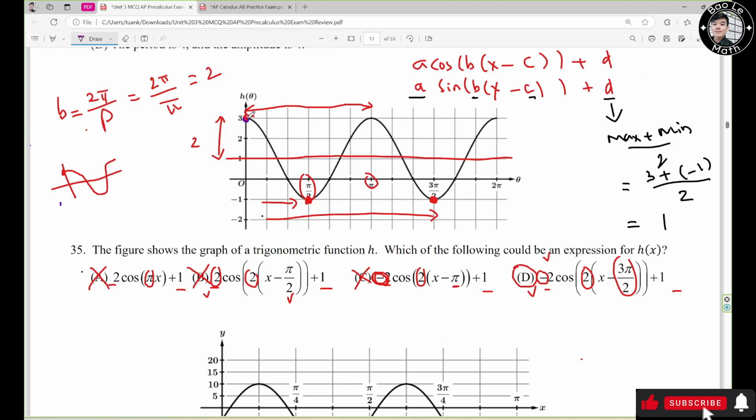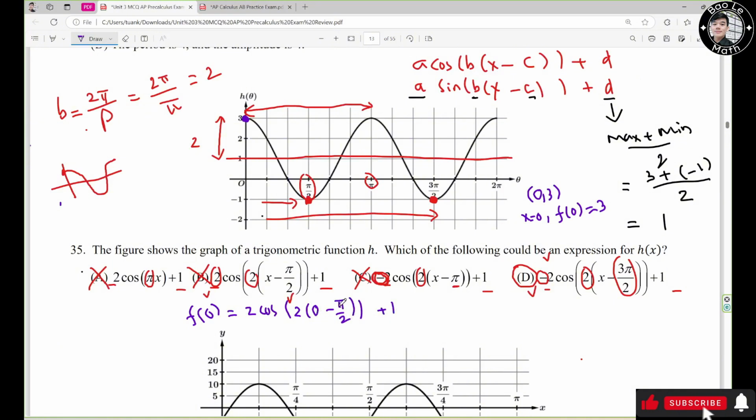Or we can use this way. We can pick the point (0, 3), right? We substitute into B, C, and D to see if both sides equal. That is the answer, right? So I'm going to pick the point (0, 3), which means x equals 0, right? And f of 0 must be 3, right? Now, this is f of 0, right? So I have f of 0 equals 2 cosine of (2 times 0 minus pi over 2) plus 1, right?